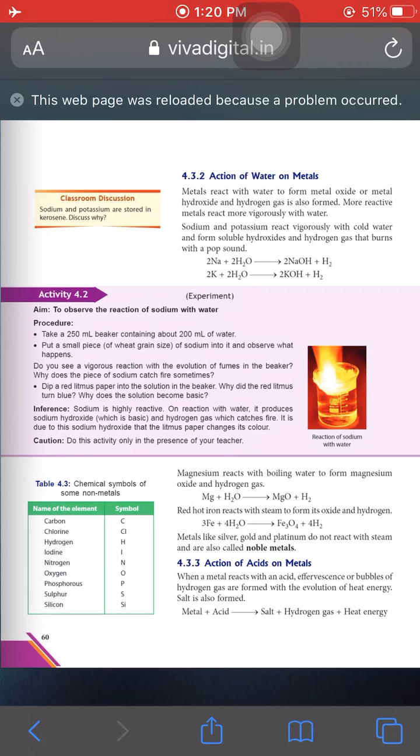Next, action of acids on metal. First we talked about the action of oxygen. Second is the action of water on metals. Third is the action of acid on metal. The basic equation that you have learned is: when metal reacts with acid, it forms a salt and produces hydrogen gas with heat energy.